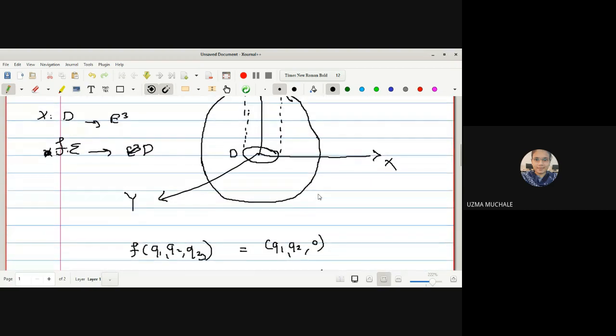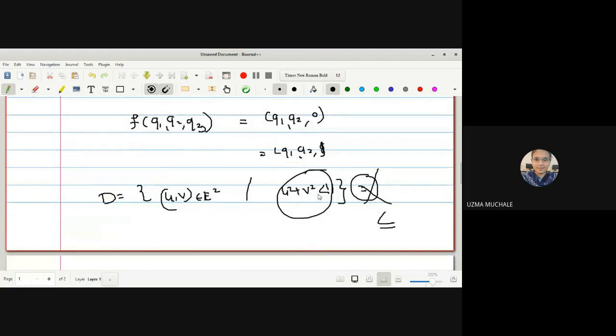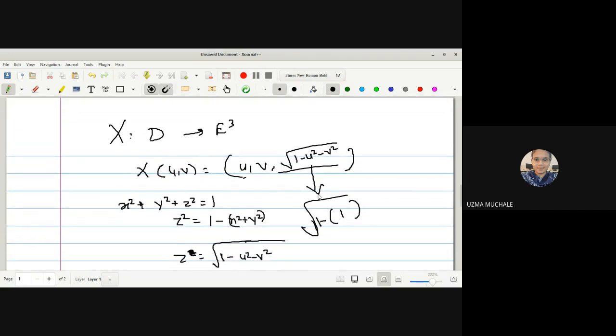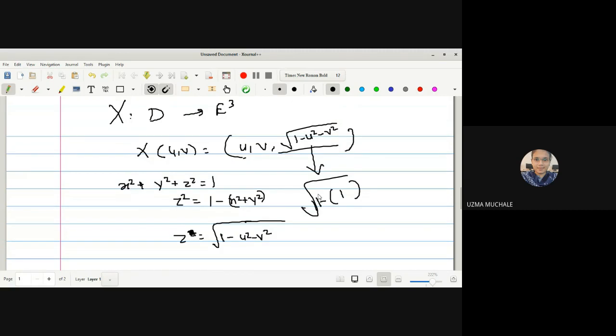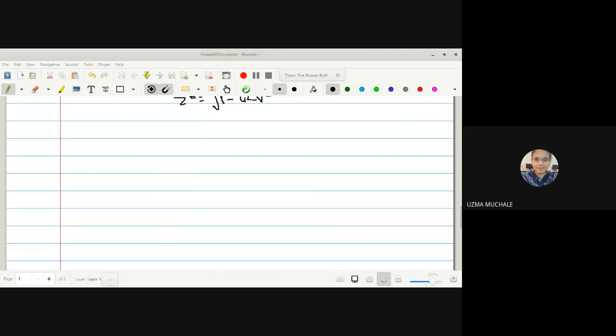Firstly, we defined the inverse mapping, that is from the North Pole to our xy plane. Then with the help of that mapping, F of Q1, Q2, Q3 is equal to Q1, Q2, we found that we get a circle in the xy plane. Then we define the mapping x from D to E3, where D is all the points in the circle in the xy plane, such that x of uv is equal to u, v, square root of 1 minus u square minus v square. So in this way the mapping is defined.